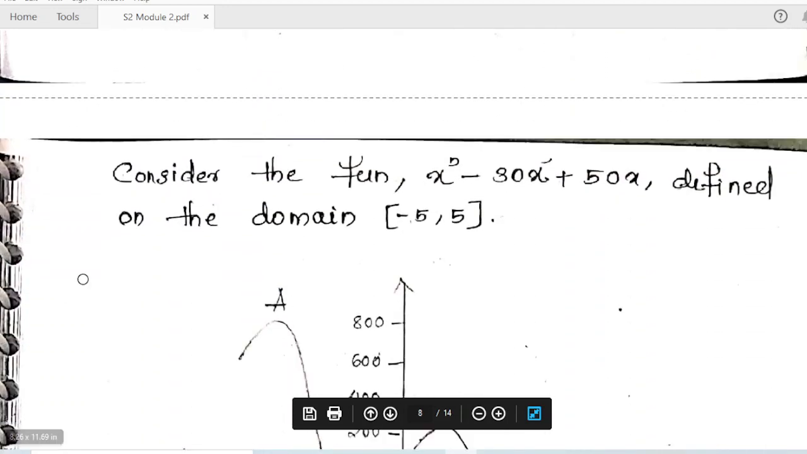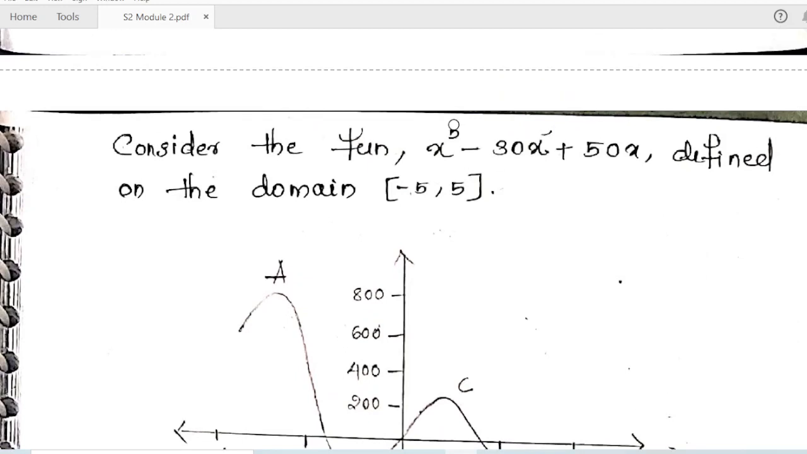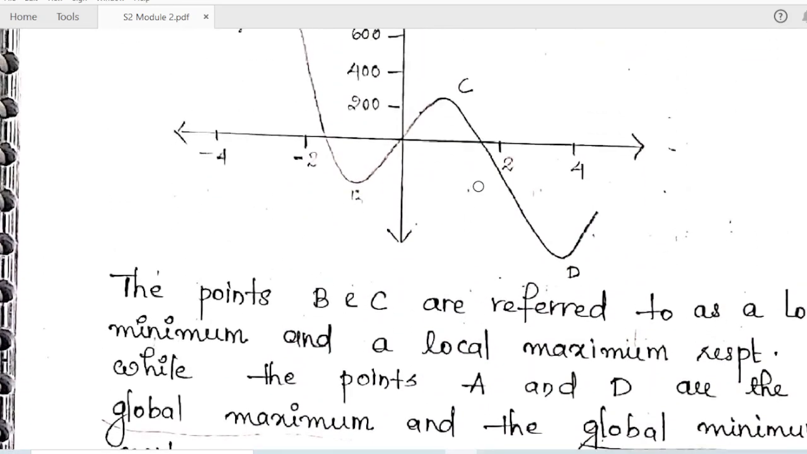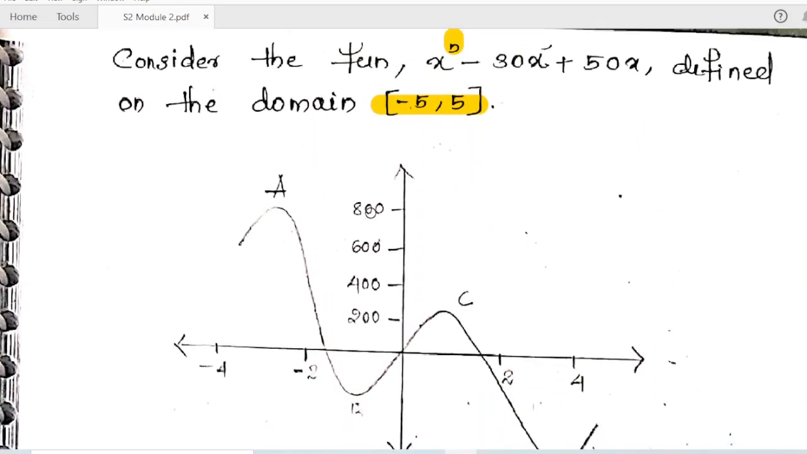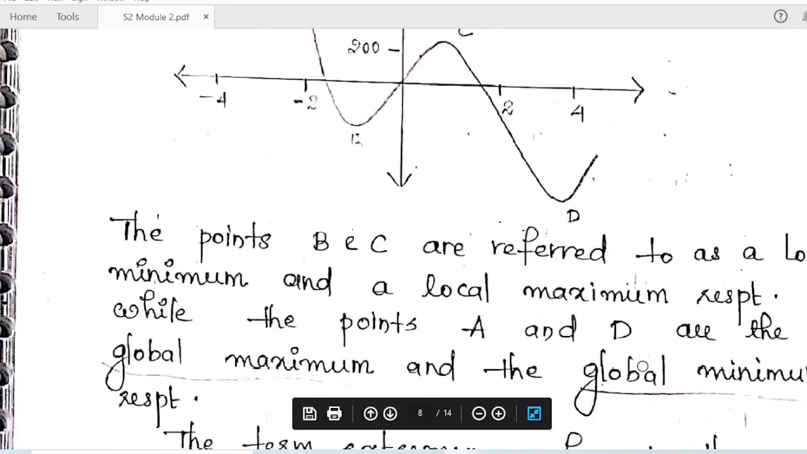So let us see a function. Consider the function x cube minus 30x square plus 50x. Sorry, it is x raised to 5: x raised to 5 minus 30x cube plus 50x, defined on the domain closed interval minus 5, 5. And you have to find the... So let us see the graph of this function. This is the graph of the function. By giving different points, we can get the graph.